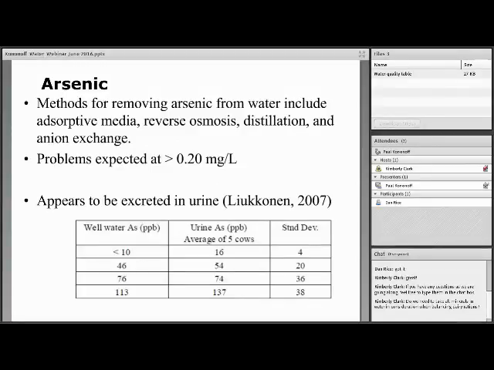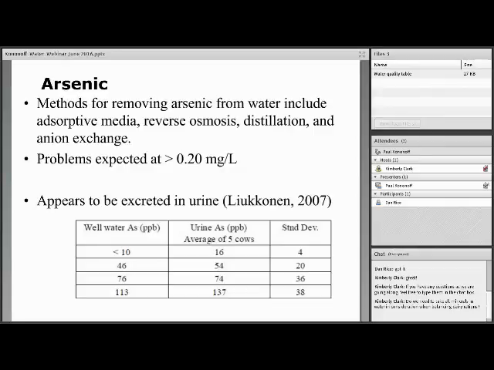There are a number of methods out there that can be utilized to remove arsenic in the water. I'm not going to go through in this presentation anything about removing arsenic, but just to let you know, there are a number of technologies out there that can do it. And we expect problems at anything greater than 0.2 milligrams per liter.